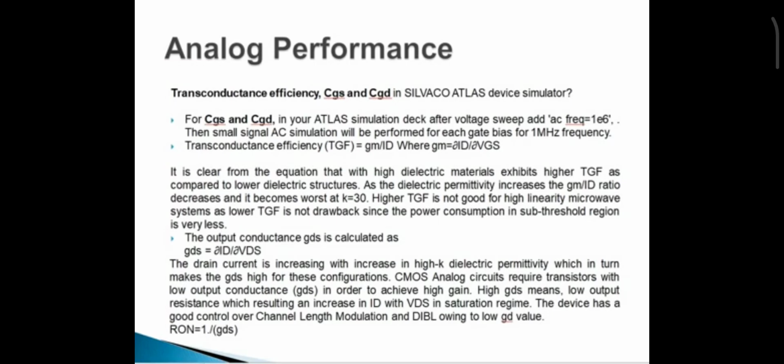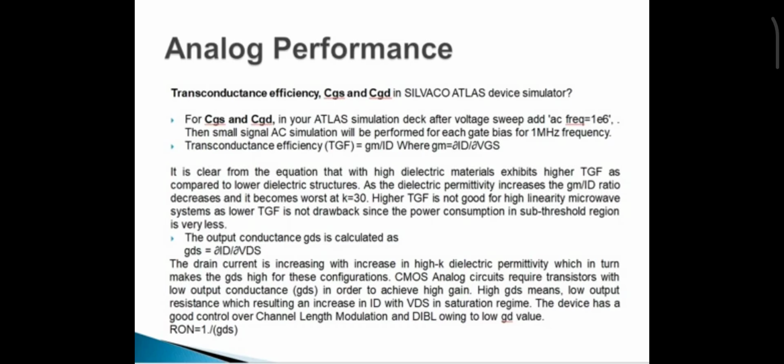Transconductance efficiency, CGS and CGD in SILVACO ATLAS device simulator. For finding the CGS and CGD in your ATLAS simulation deck, after the voltage sweep, add AC frequency equal to 1 MHz. If you want to obtain these results, that is based upon conductance and capacitance, you have to add AC frequency in your code. Then small signal AC simulation will be performed for each gate bias for 1 MHz frequency.